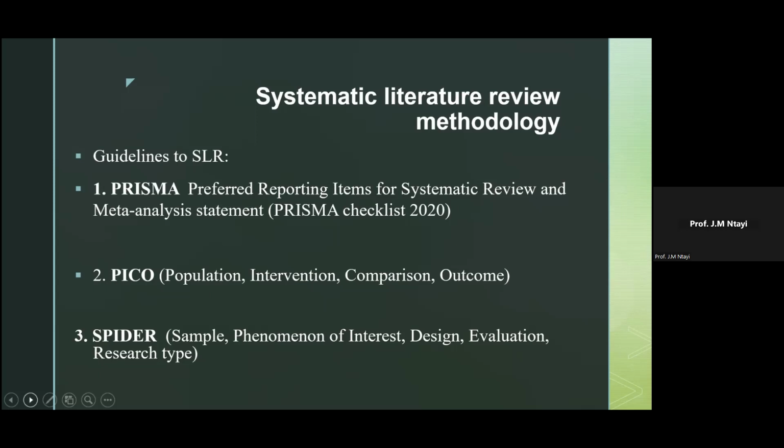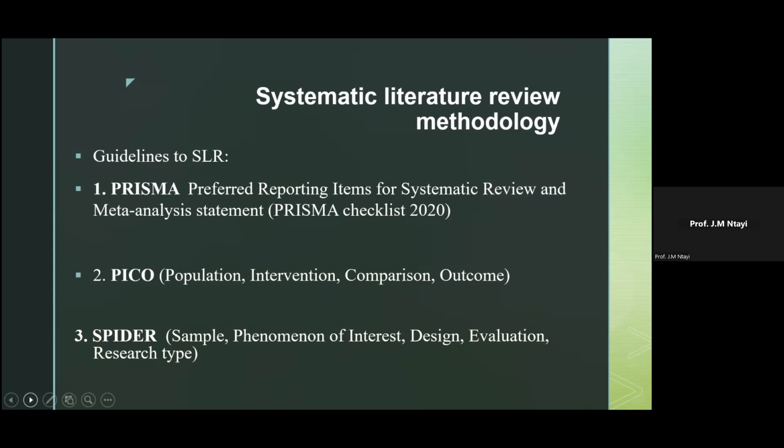Otherwise, you don't write for the sake of writing, so that you know, with the review paper, I have written, I have my supervisor, it is there. No, there are a lot of things that come in there. So these are some of the guidelines that you need.